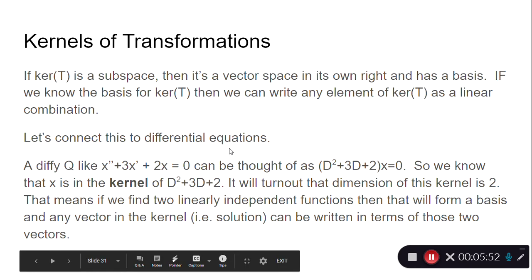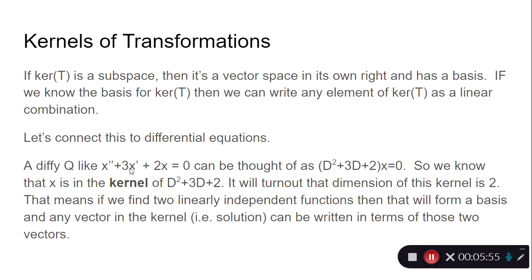So take a differential equation like x double prime plus 3x prime plus 2x equals 0. Right? So this can be thought of, we did this before, as 2 derivatives plus 3 times 1 derivative plus 2 times x equals 0. That means x is in the kernel of this operator. It'll turn out that the dimension of this kernel is 2. It's a 2-dimensional vector space because we can factor it into 2 operators, each of which has a 1-dimensional vector space. So we're only going to need to find 2 linearly independent functions that form a basis of this kernel.